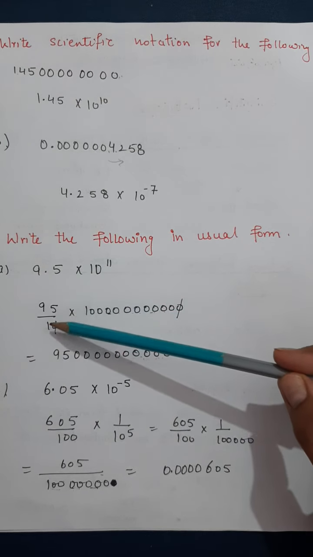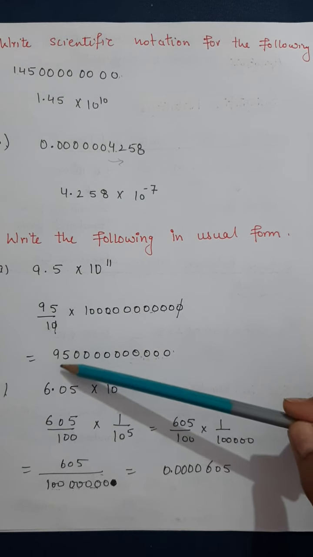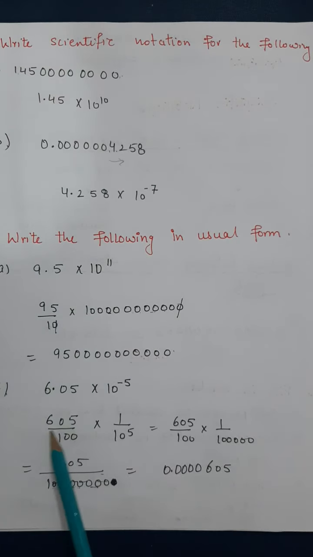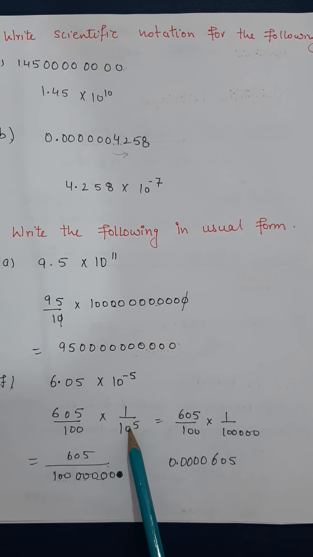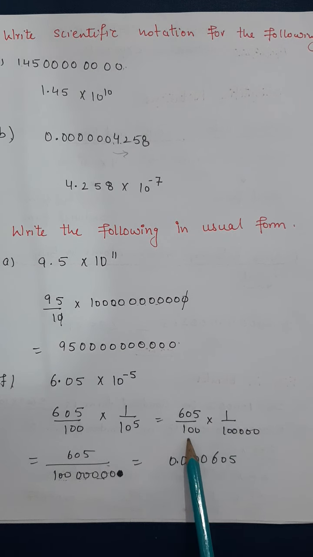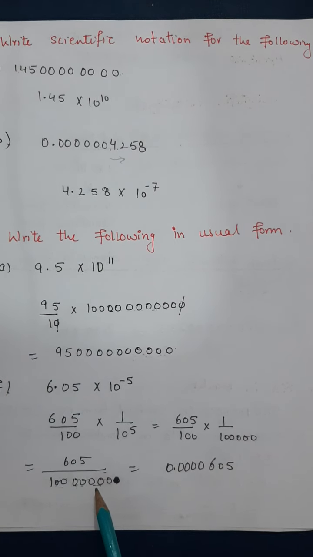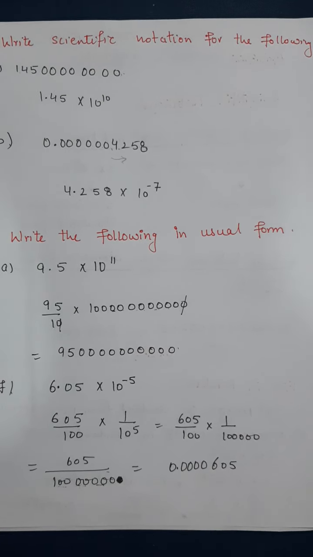So 9.5 will be equal to 95 upon 10. 1 zero is cancelled out, so 95 and 10 zeros will be there in the usual form. Same way, remove this decimal, you will be having 605 upon 100. This will be 1 upon 10 raised to power positive 5, which is 1 lakh, right? Multiply these two, there will be 7 zeros down, 1 crore. Okay, so after this we have to place the decimal, right, in the end. Clear? This is the usual form.